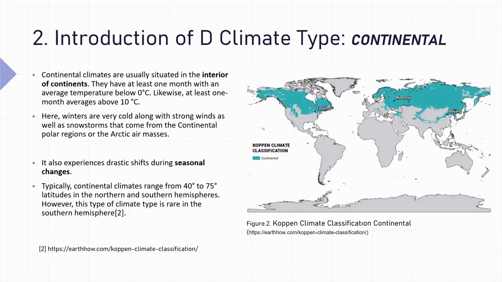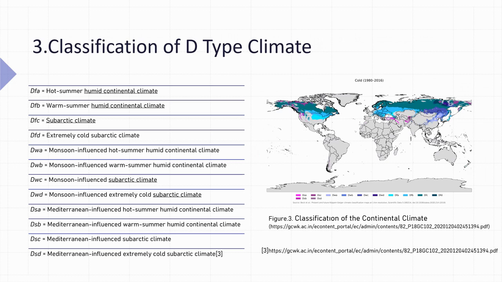Typically, continental climate ranges from 40 degree to 75 degree latitudes in the northern and southern hemisphere. However, this type of climate is rare in the southern hemisphere. Here is the classification of D-type climates. It has lots of subtitles.